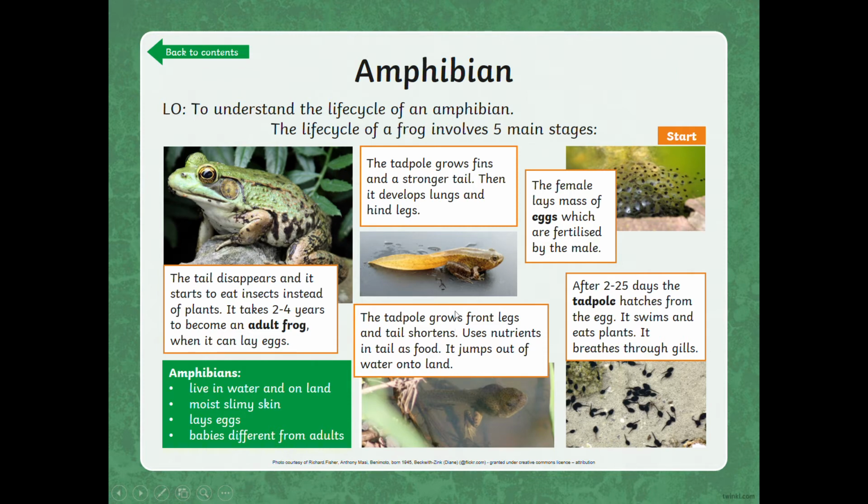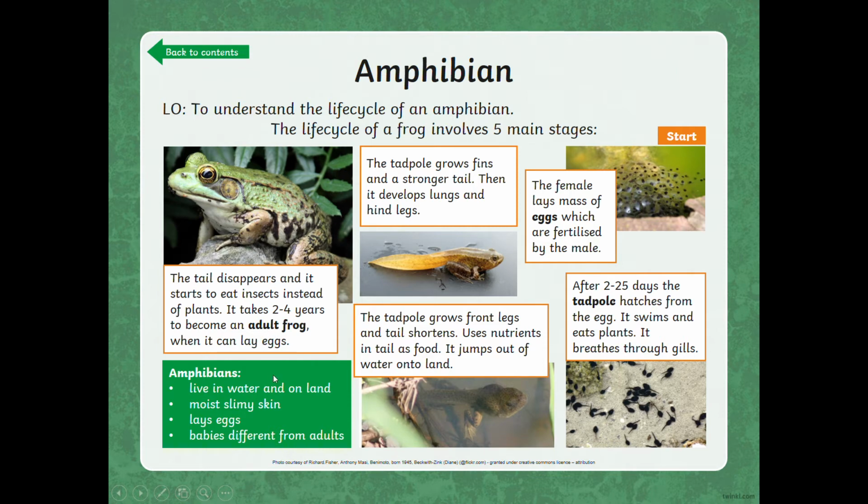After it's grown its front legs and the tail shortens, it then grows fins and a stronger tail. It develops lungs and back legs. And then finally, the tail disappears and it starts to eat insects instead of plants. And it takes 2 to 4 years to become an adult frog, when it can then lay eggs.